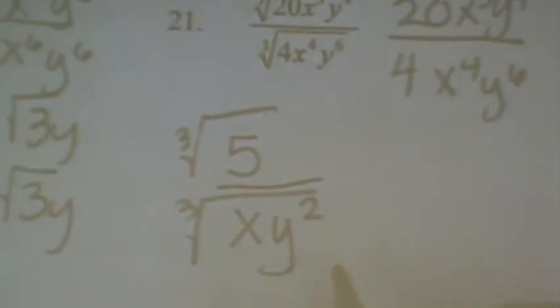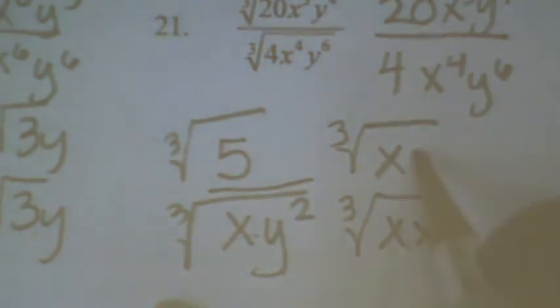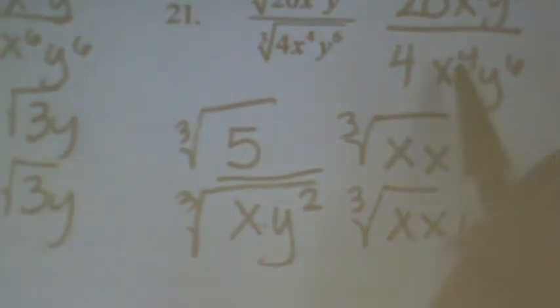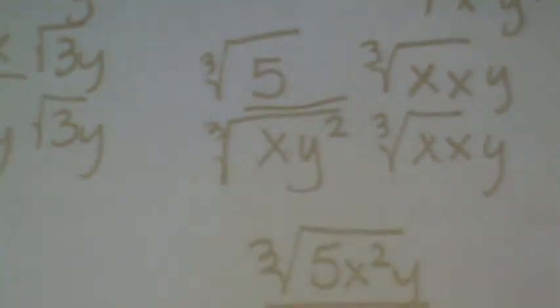So for the cube root of these now, you can't have a radical in the denominator. So we're lacking 2 x's and 1 y. So we do that to the top. We need 2 x's and 1 y. So on top you have the cube root of 5x squared y over an xy.